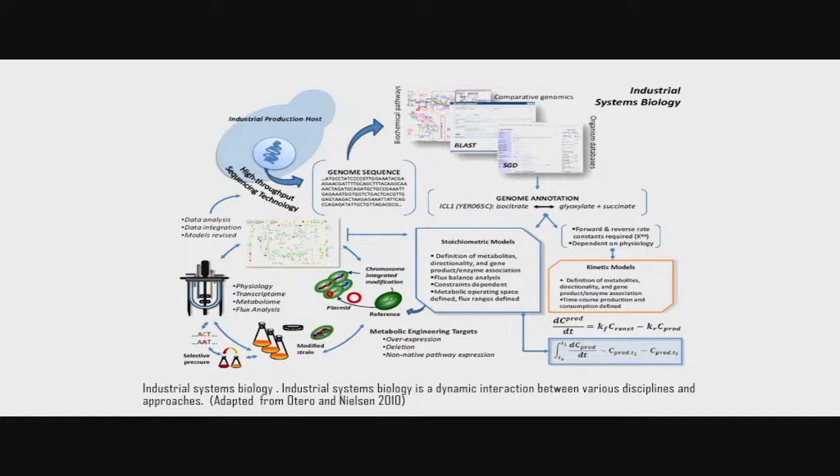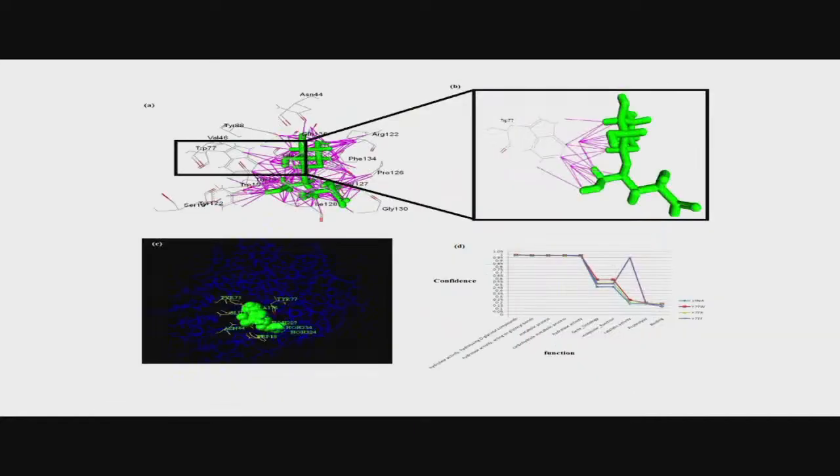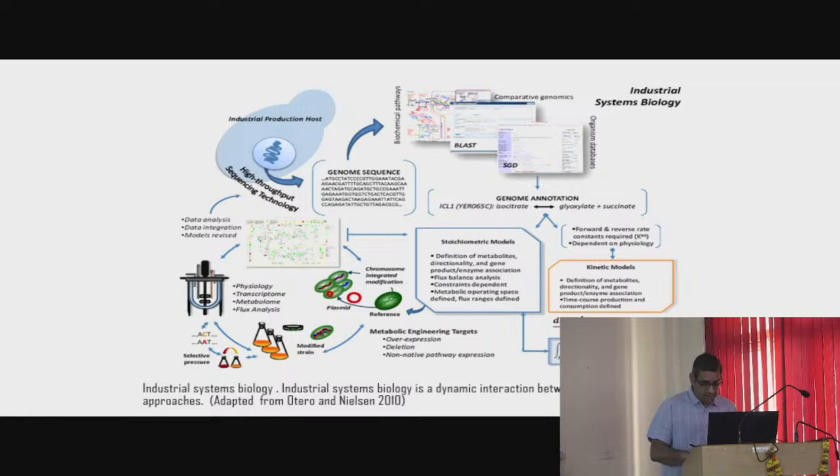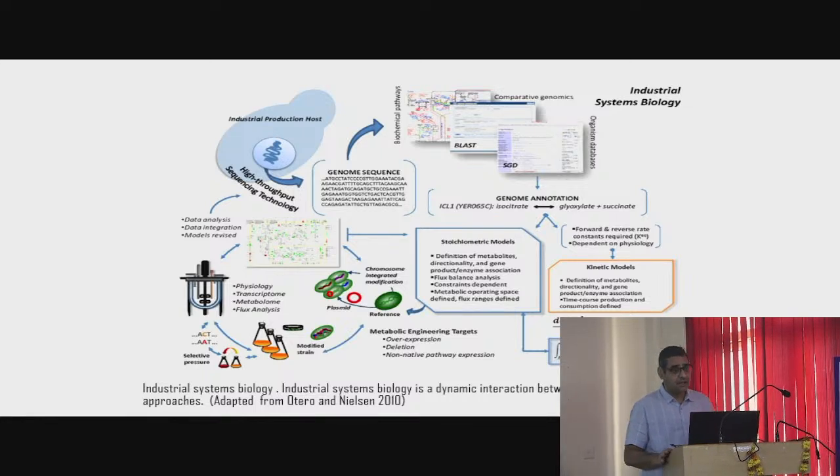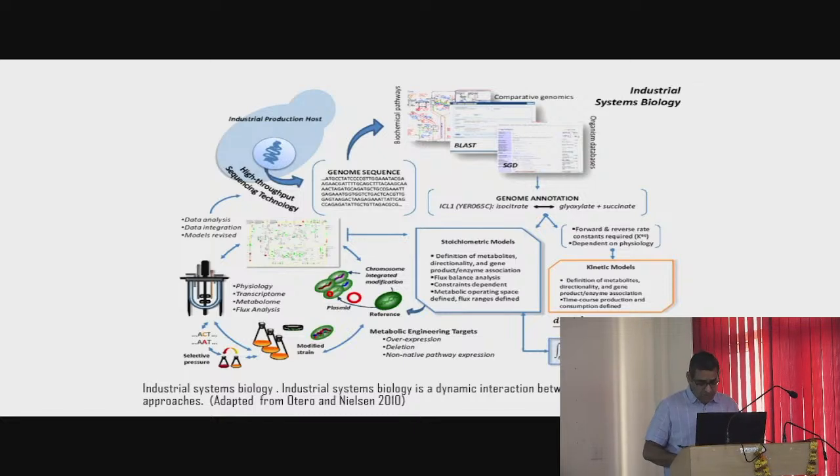And then the kinetic modeling. Kinetic modeling is very important. For any drug development, I told you about pharmacokinetics, but I am talking about simple kinetics. Whatever enzyme you are using for drug discovery, whatever metabolite you are working with, kinetics is very important. Kinetic parameters are very important. So this slide gives you industrial system biology, a dynamic interaction between various disciplines and approaches. And we got this paper, which was published in Briefings in Functional Genomics, Oxford University Press. I will show you that later on.